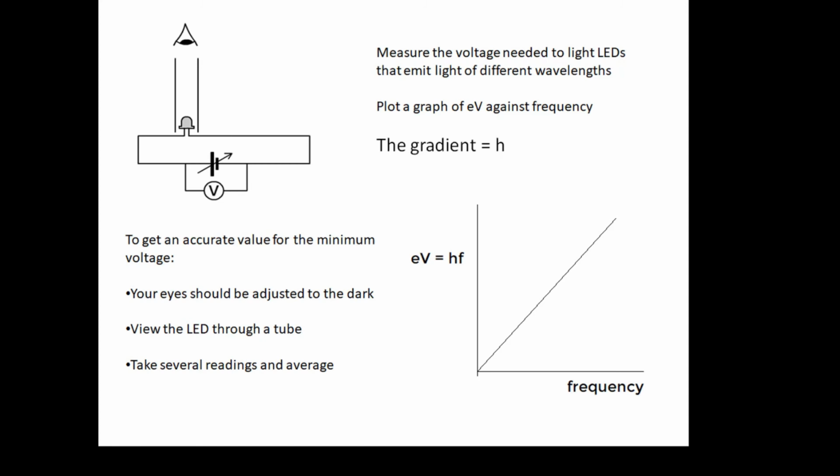To get an accurate value for the minimum voltage, we need to know exactly the minimum voltage needed for it to light up. Your eyes should be adjusted to the dark. You look at the LED through a tube, you take several readings and take an average.